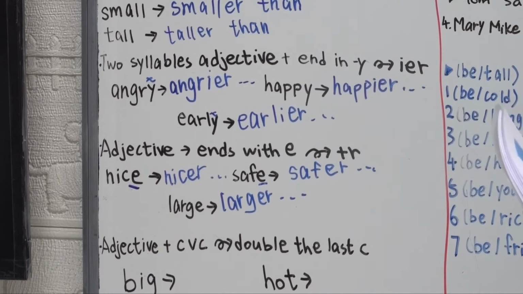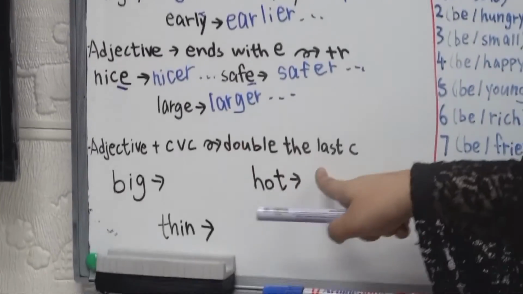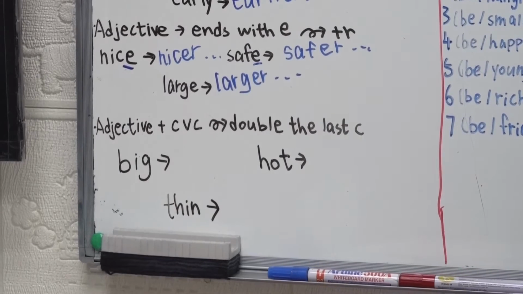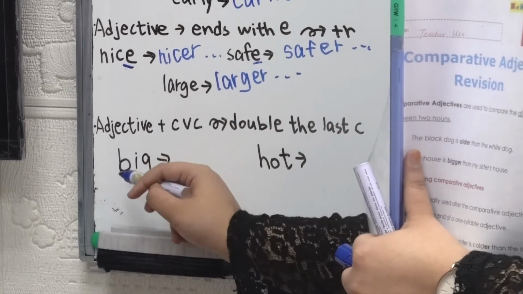Rule number 4. Adjective that ends with a consonant, vowel, consonant, the last consonant is doubled. Alright, so for an adjective with consonant, vowel, consonant, we double the last consonant. C means consonant. Alright, so this is big, right? The adjective is big here.